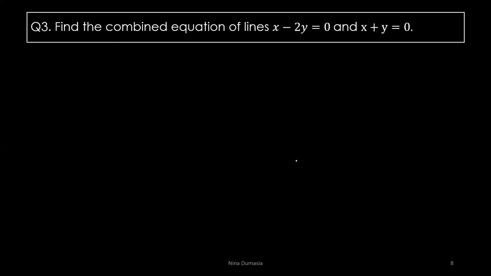Find the combined equation of the lines x minus 2y is 0 and x plus y is equal to 0. पहले same कहानी लिखना है, ठीक है, and then you write the combined equation is.